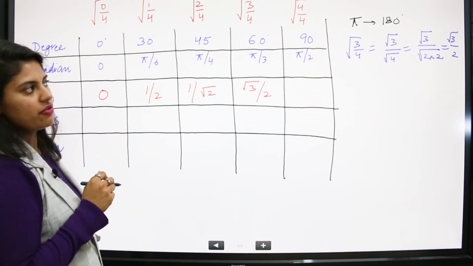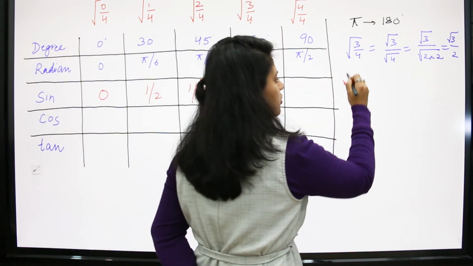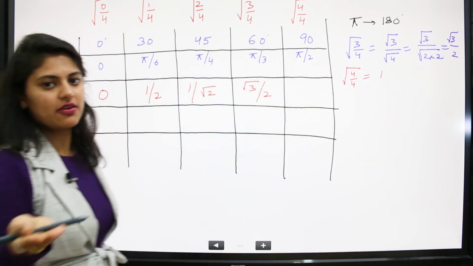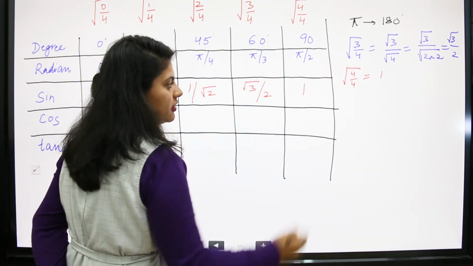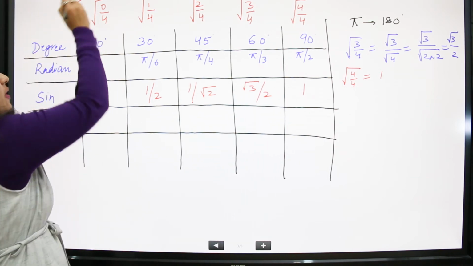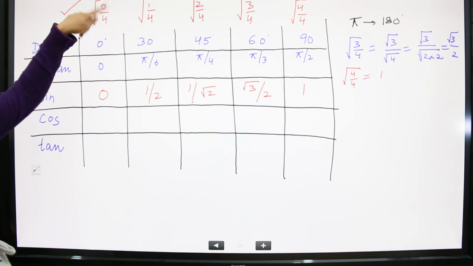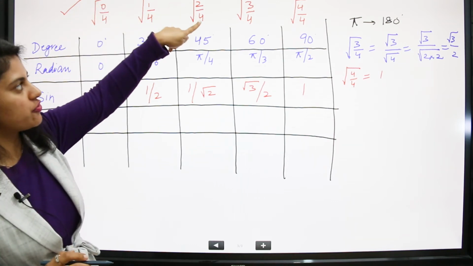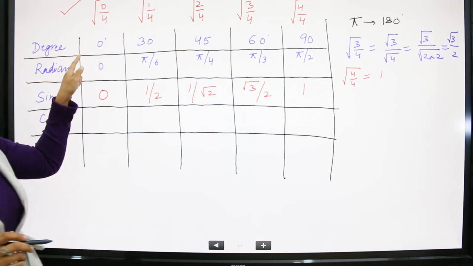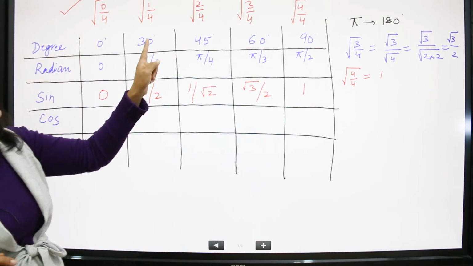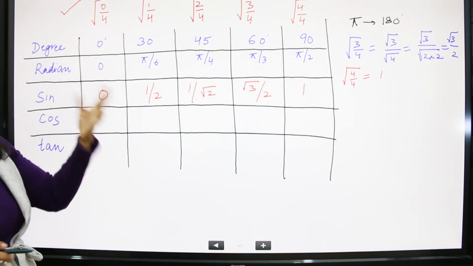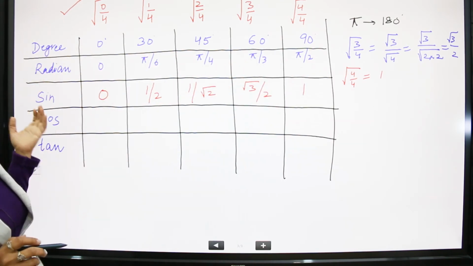Now the last one, which is square root of 4 by 4. So square root of 4 by 4 is basically 1. 1 square root is also 1, so 1 is here. Easy to remember, just remember the top step, which is this one: square root of 0 by 4, square root of 1 by 4, square root of 2 by 4, square root of 3 by 4 and square root of 4 by 4. Similarly, you just need to learn this 0 degree, 30 degree, 45, 60 and 90, because these are the basic angles which they have asked for in the exams basically.